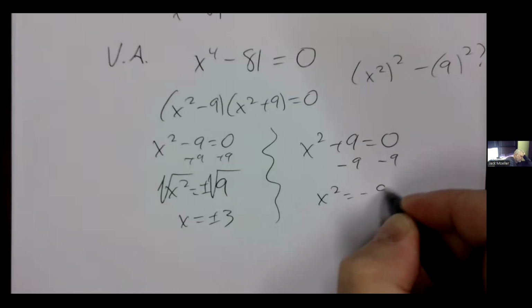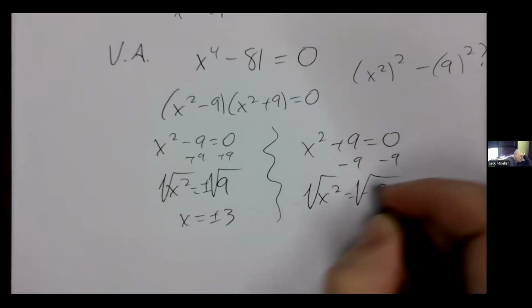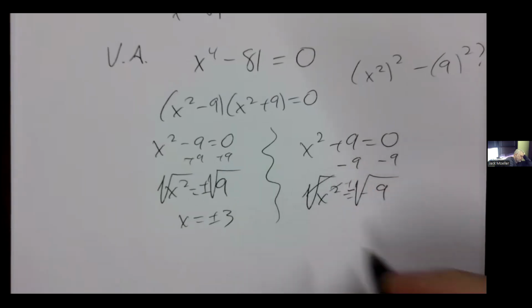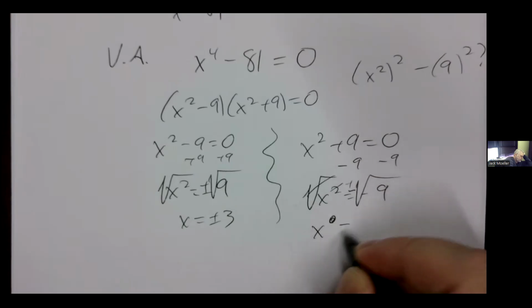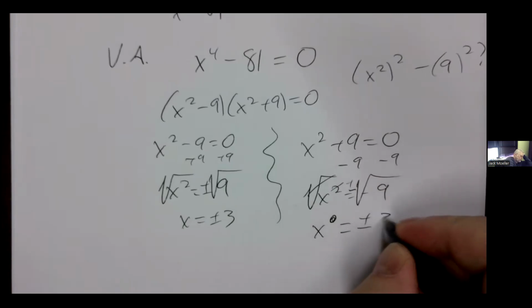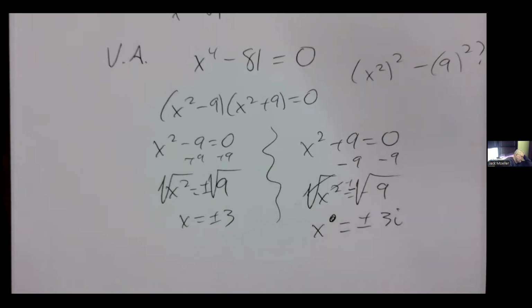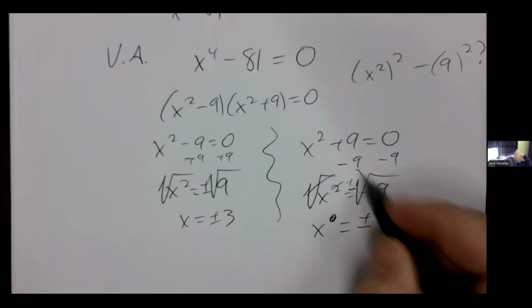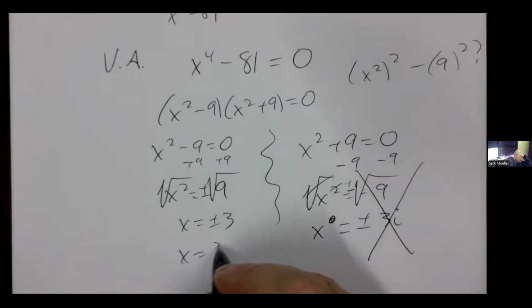x squared equals -9. Take the square root. Don't forget your plus or minus. So x equals plus or minus... What's the square root of -9? That is 3i. Can we graph 3i? No. We get x equals 3, x equals -3.